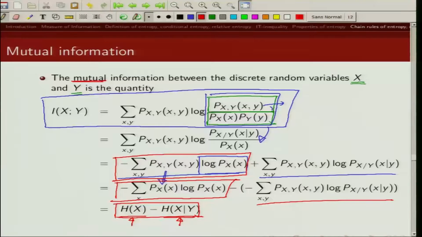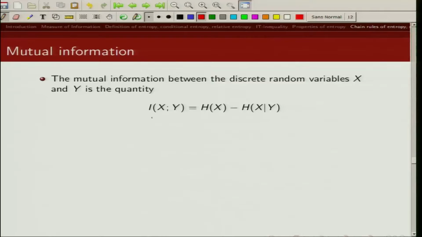Now why is this mutual term coming here? We will show that this mutual information can also be written as uncertainty in y minus uncertainty of y given x. So whatever information y is giving about x, the same information is also provided by x about y. So let us do that. So we have just shown that mutual information can be written like this.